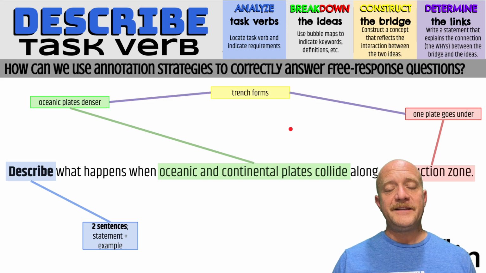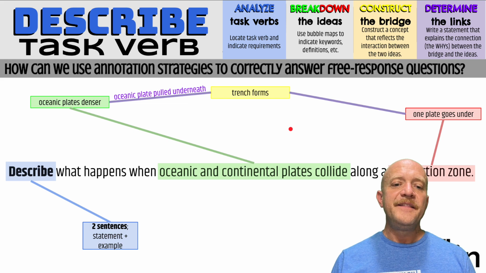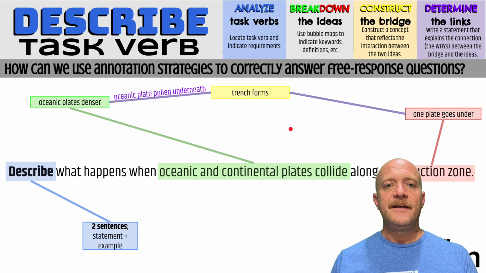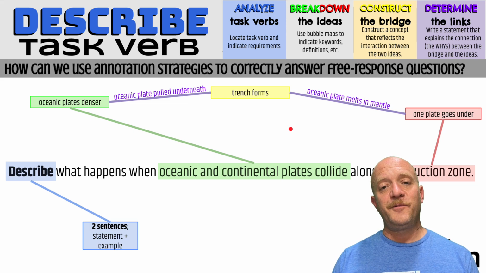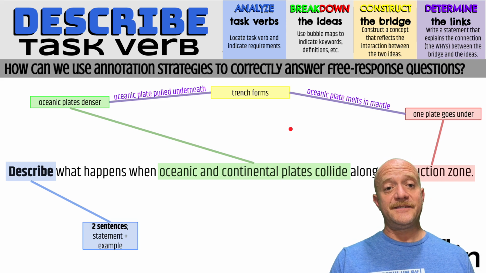So you're going to have basically 2 of these plates. One is going to go underneath the other one, forming a trench. The oceanic plate is pulled underneath, again, because it is more dense. This is part of pulling the trench, and also the oceanic plate will melt in the mantle. So let's look at our response.